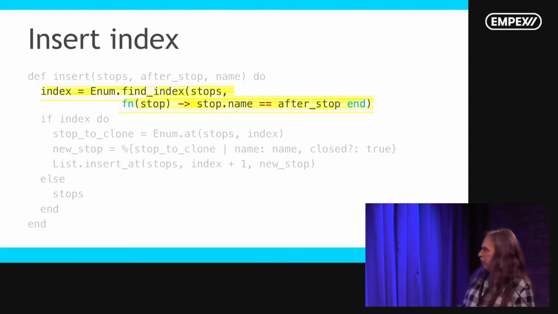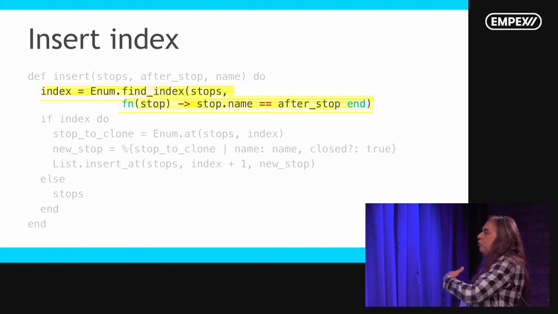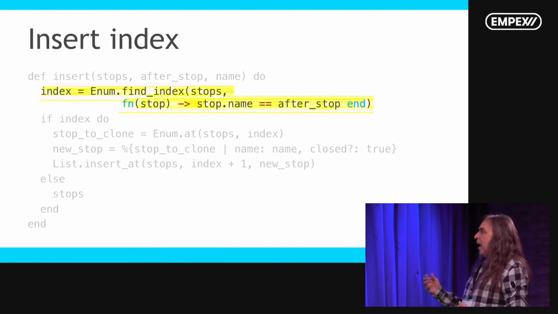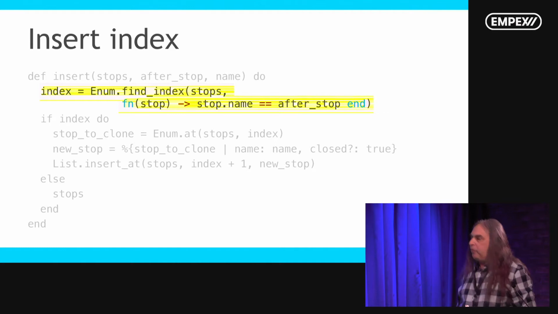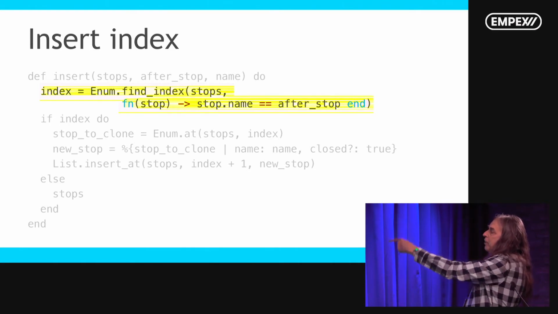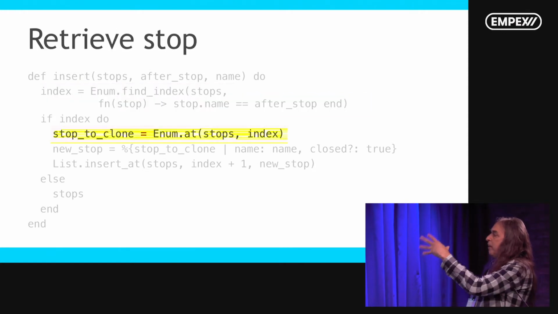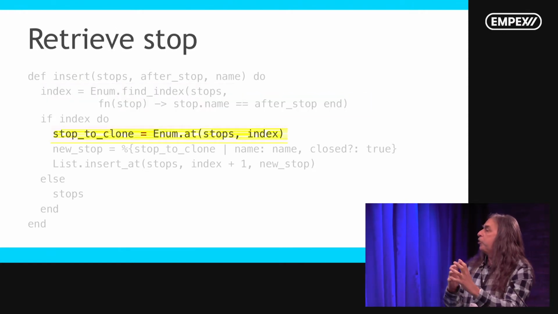First, we index into the list of stops we got and find the place we want to insert it. We want to insert it after that stop, so we look for it. Then we move on later. If that index does exist, we've found the place we want to insert it.